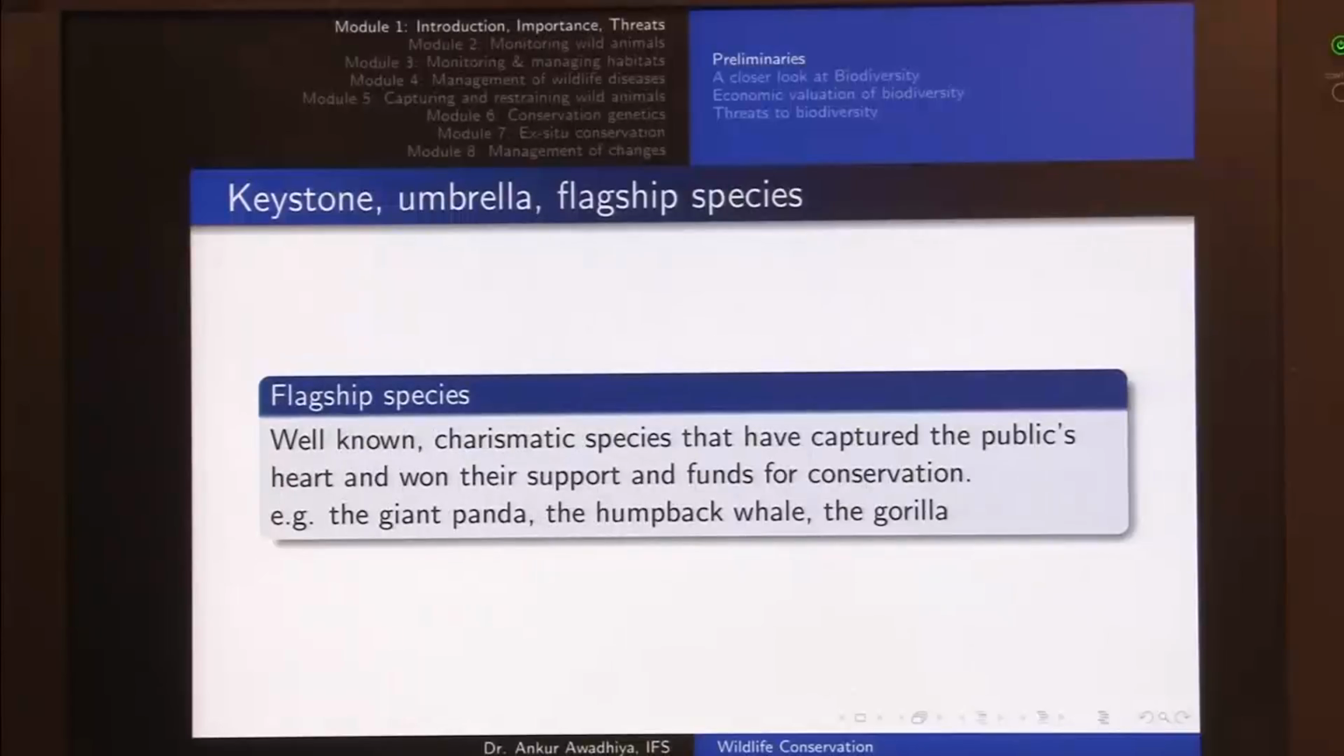The third category is that of flagship species. Now, these are well known charismatic species that have captured the public's heart and won their support and funds for conservation. Examples include the giant panda, the humpback whale, the gorilla, the dolphin, and so on. Now, why is this important? Because for any amount of conservation, we require resources, we require funds.